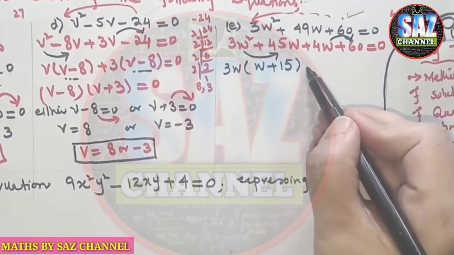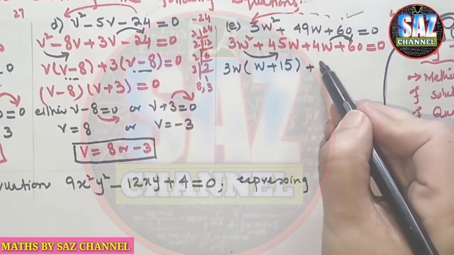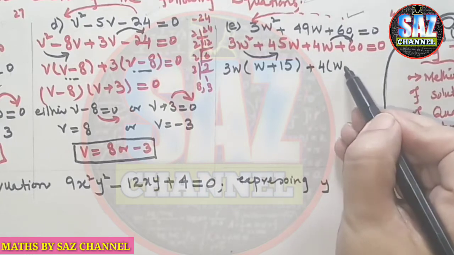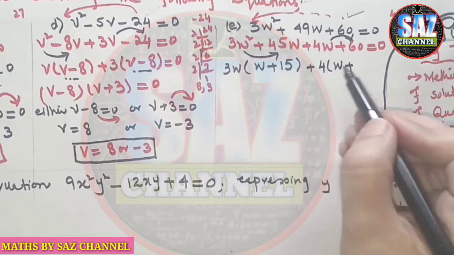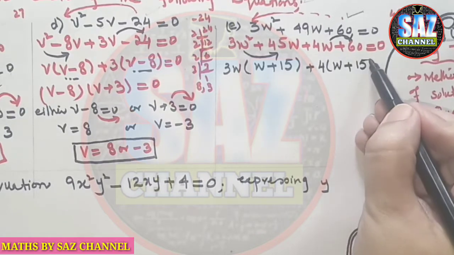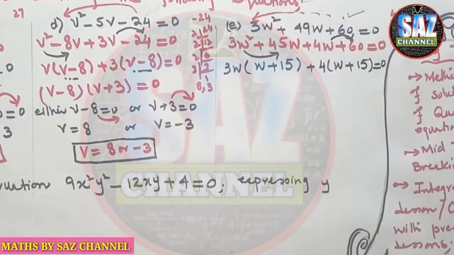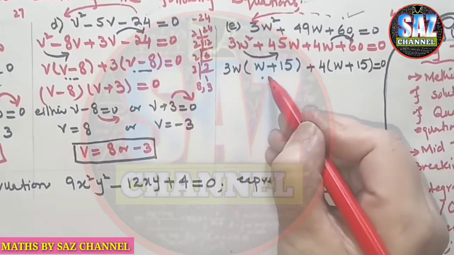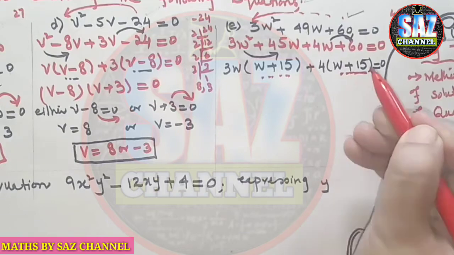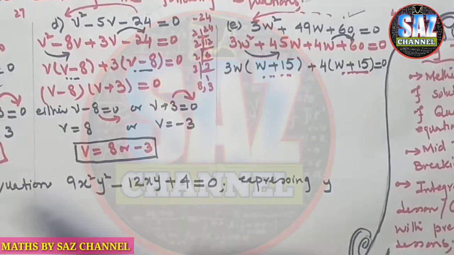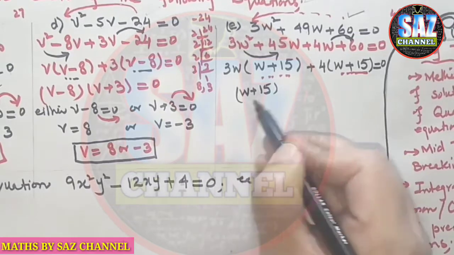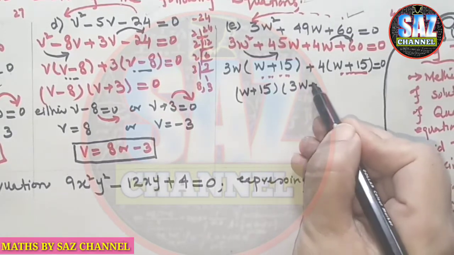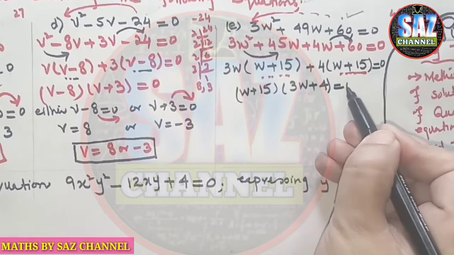Coming to the second group, I can have 4 as a common factor, 4 into w. Then for 60, the table of 4 is suitable for how many times? 15, 4s are 60. You should have a good command on the tables. Now again, this w plus 15 is the common group. Extract it out, pull it out. w plus 15 into 3w plus 4 equals 0.